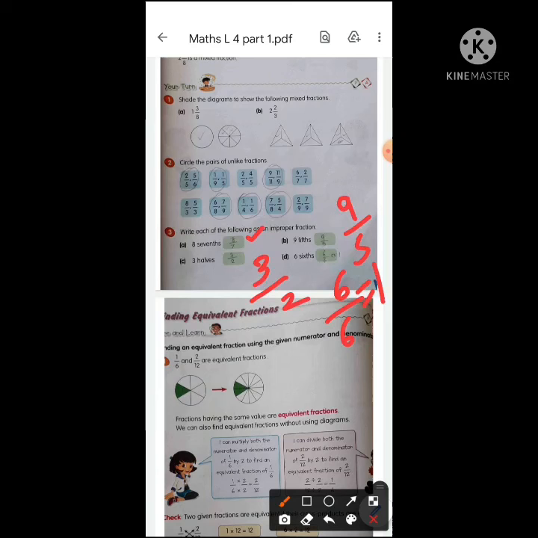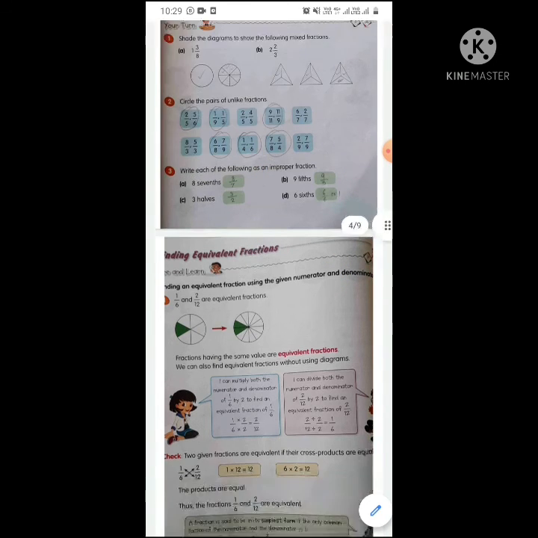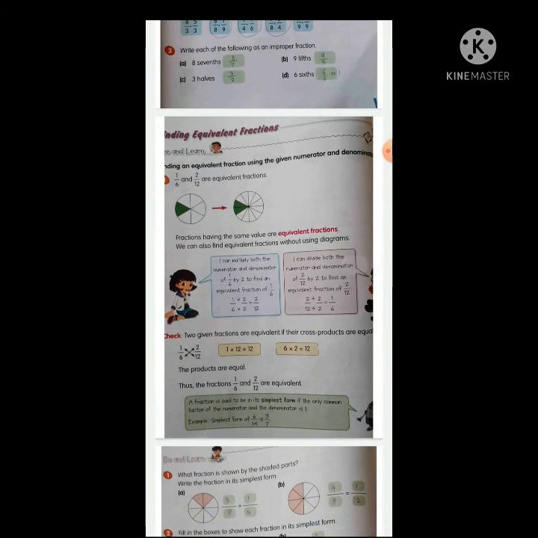6 upon 6, or we can write as 1. Now we will see the next topic, that is finding equivalent fraction, means equal fraction. How do we find the equal fraction? 1 upon 6 and 2 upon 12 are equal fractions. How can we make them equal fractions? We can divide by 2. See, 1 upon 6 and 2 upon 12 are equal.